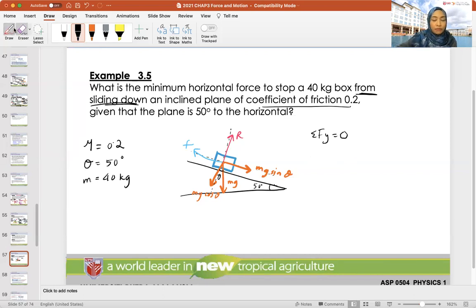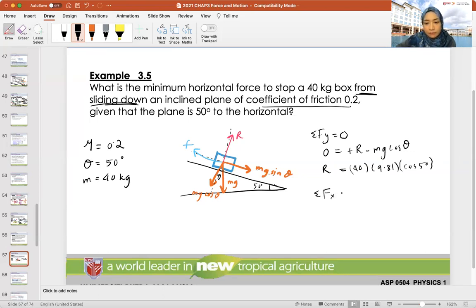So net Fy is equal to 0. What is in my y? It's positive R minus mg cosine theta. This is equal to 0. I don't know what my R is, but I know what my mg is. It is 49.81, and this is cosine 50. Great. So this would be something in the Newton.